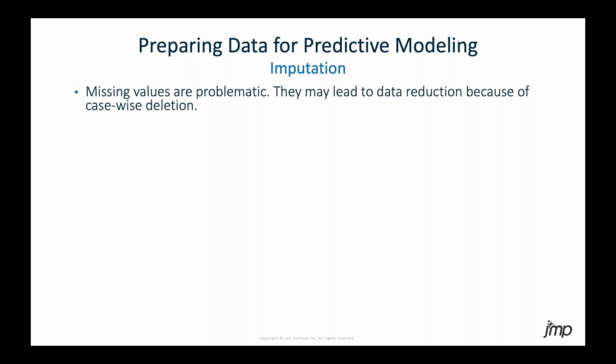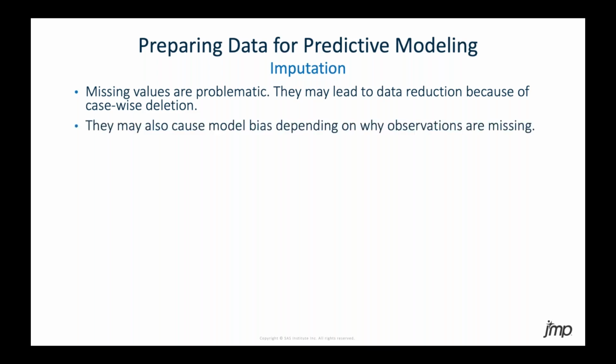Most analytic techniques, not all of them, but most analytic techniques do what's called case-wise deletion as their default approach. What case-wise deletion does is it removes all of those observations, all of those rows in the data table where there's at least one missing value. So again, in the extreme case, when I have fairly sparse data, I might not have any data left to analyze. So I need to do something about it. There's a secondary issue with missing data, and that is it might cause potential model bias.